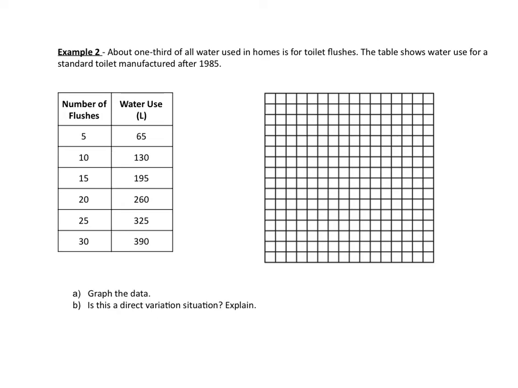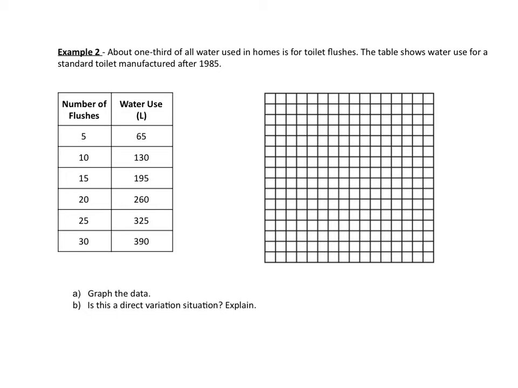Let's try another example. About 1/3 of all water used in homes is for toilet flushes. The table below shows water use for a standard toilet manufactured after the year 1985. So they've given us some data in a table of values. We have a column where they're telling us the number of flushes, counting upwards by 5s. And then we have a second column for water usage that is measured in units of liters. And so we can see the corresponding volume of water that is used for each number of flushes. So for 5 flushes, that toilet would use about 65 liters of water.